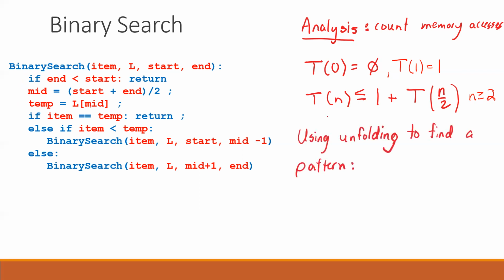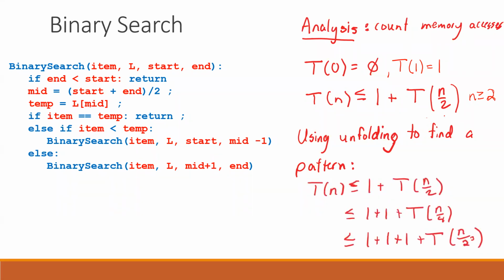Okay, so now at this point, we have a recursive expression, and we want to use unfolding to find a pattern. So what we want is a closed form. Closed form means we express T of n as some function of n that does not involve recursion. To use unfolding, we take T of n over 2, and we substitute n over 2 into our original equation.